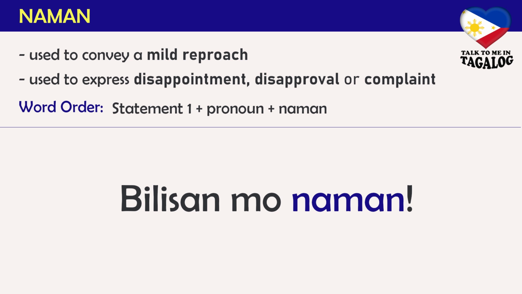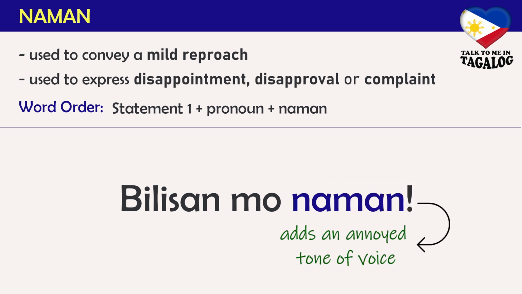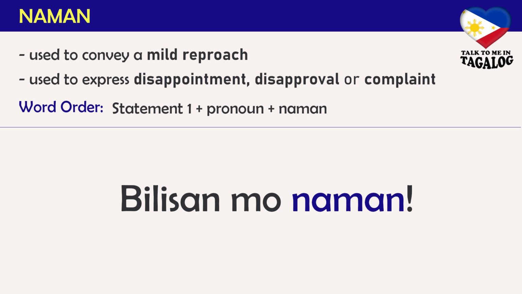Example, bilisan mo naman. Bilisan is to hurry. If you simply want to ask someone to hurry, bilisan mo is the right phrase to use. But if you're getting impatient and you don't want to wait anymore, you should say, bilisan mo naman. Naman adds an annoyed tone of voice or a nuance of a mild complaint to your sentence. Bilisan mo naman. Hurry up.